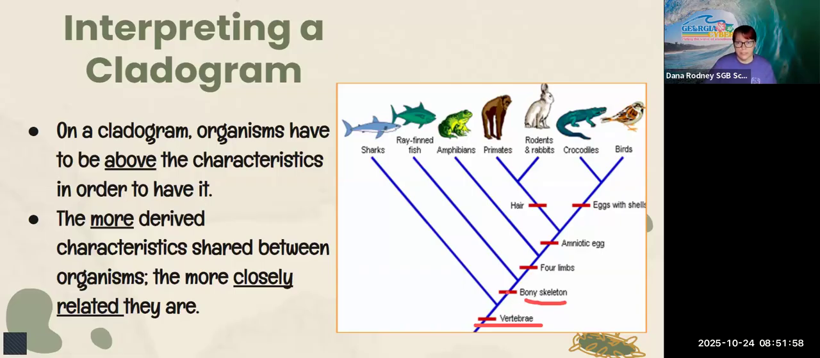Each of these characteristics is here, and everything above the characteristic has that particular characteristic. So everything above where it says four limbs has four limbs. Everything above amniotic egg has an amniotic egg.